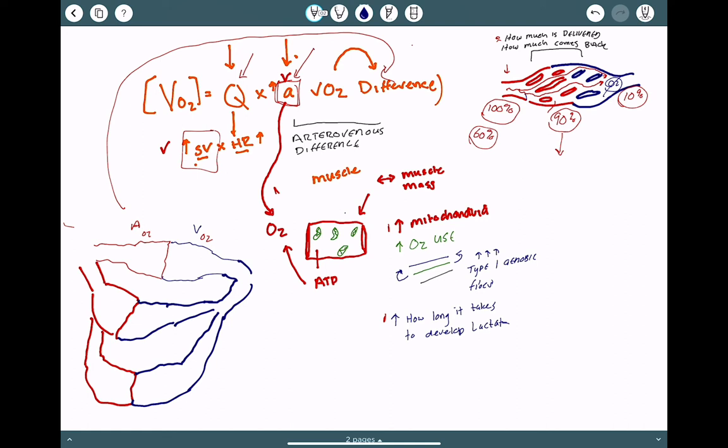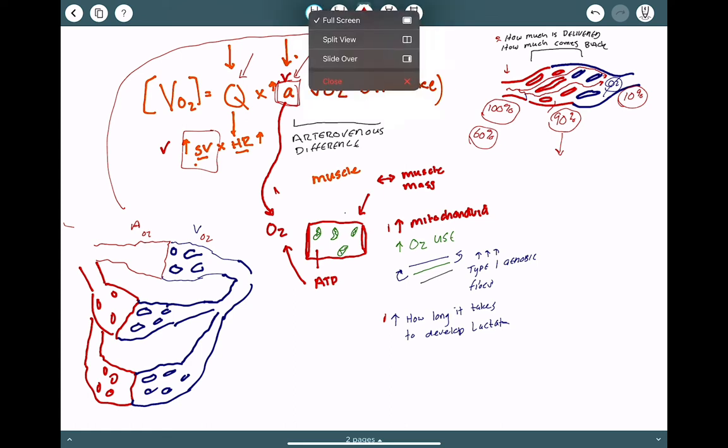So what's going to happen here, this is the capillaries. Just kind of drawing all these, right? So we get more of this capillarization, right? We develop more capillaries. And as a result of developing more capillaries, what's so unique about this is the development of more capillaries.